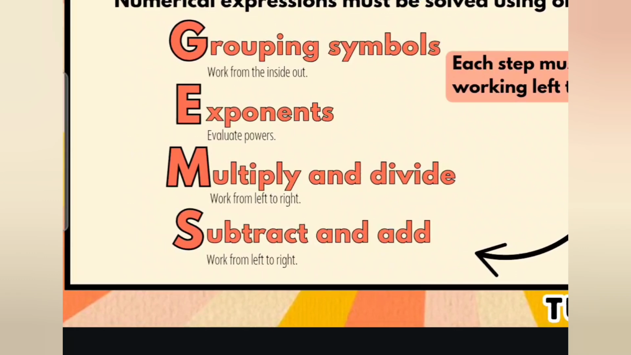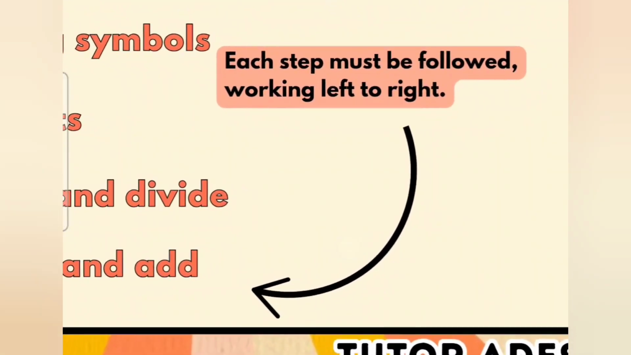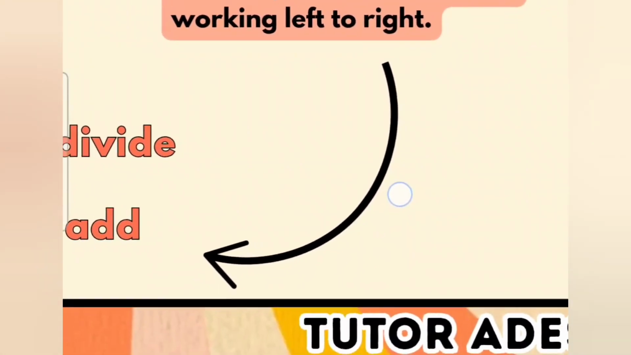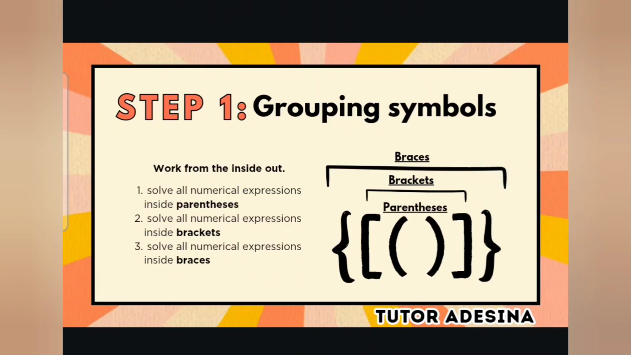Then those multiplication and division are also applicable inside brackets. So if you have an operation that involves multiplication and division, addition and subtraction inside the bracket, you still apply the multiplication and division from left to right. So each step must be followed and worked from left to right. Most importantly, it is very, very important. Left to right. Now let's move to the next slide.